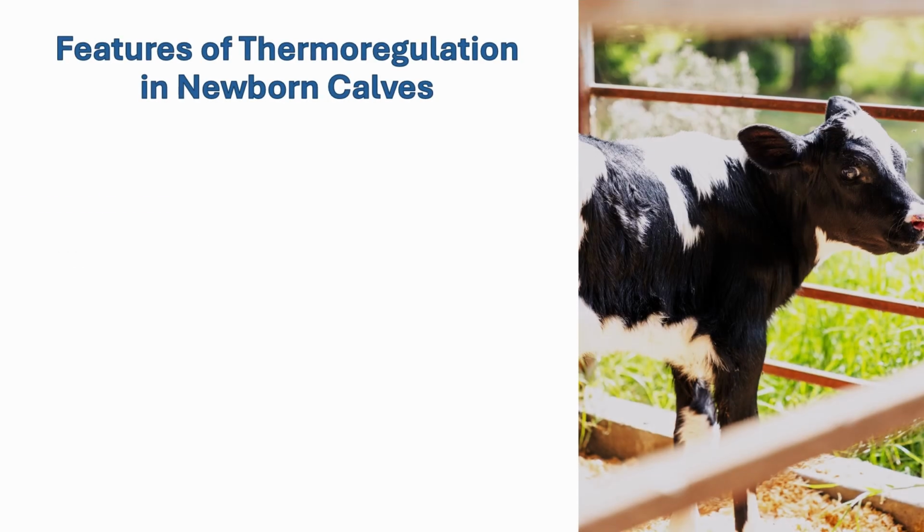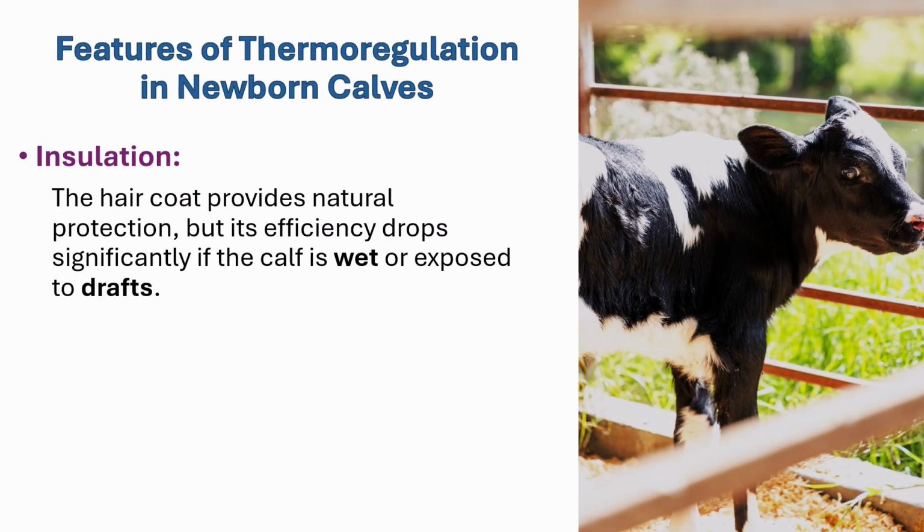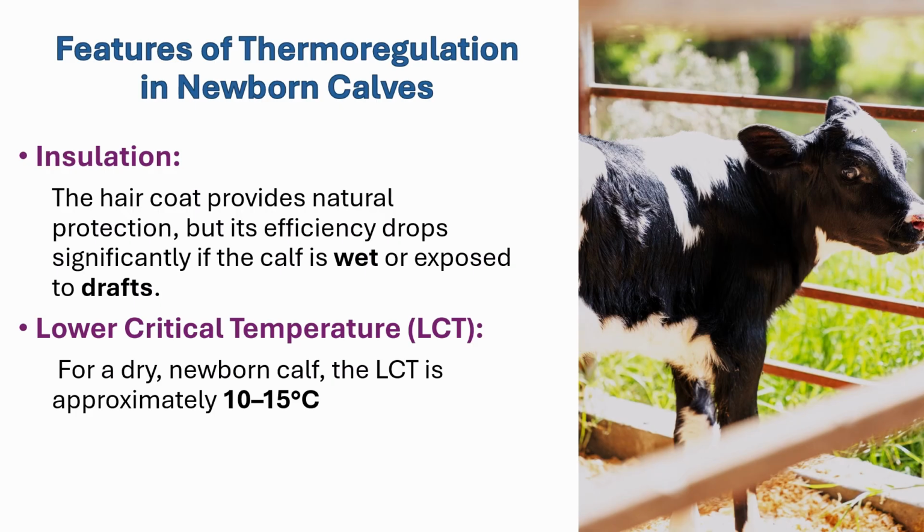Unlike piglets, a newborn calf is born with a hair coat that provides significant natural protection. However, you must remember that the efficiency of this insulation drops significantly if the hair is wet or if the animal is exposed to drafts. Moisture and moving air strip away the warm layer of air trapped near the skin. For a dry, healthy newborn calf, the lower critical temperature is approximately 10 to 15 degrees Celsius. This is much lower than the 34 degrees required by piglets, which shows the calf's superior resilience.